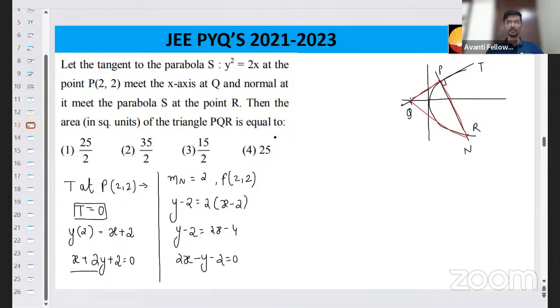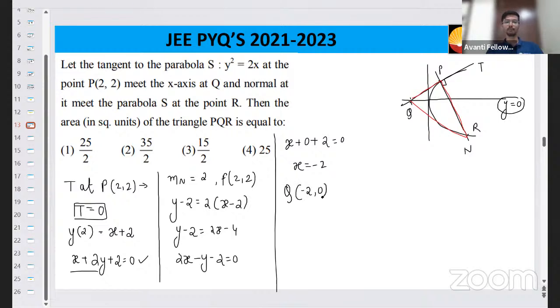Now, let me solve it here. The tangent meets the x-axis. What is the equation of the x-axis? It's y equals 0, and we have the equation of the tangent. So if we solve simultaneously, we'll get the coordinates of point Q. That means put y equals 0 in the equation of the tangent. So I'll get x plus 0 plus 2 equals 0, so x equals minus 2. So the coordinates of point Q will be minus 2 comma 0. Correct? Coordinates of point P are 2 comma 2, and Q is minus 2 comma 0.